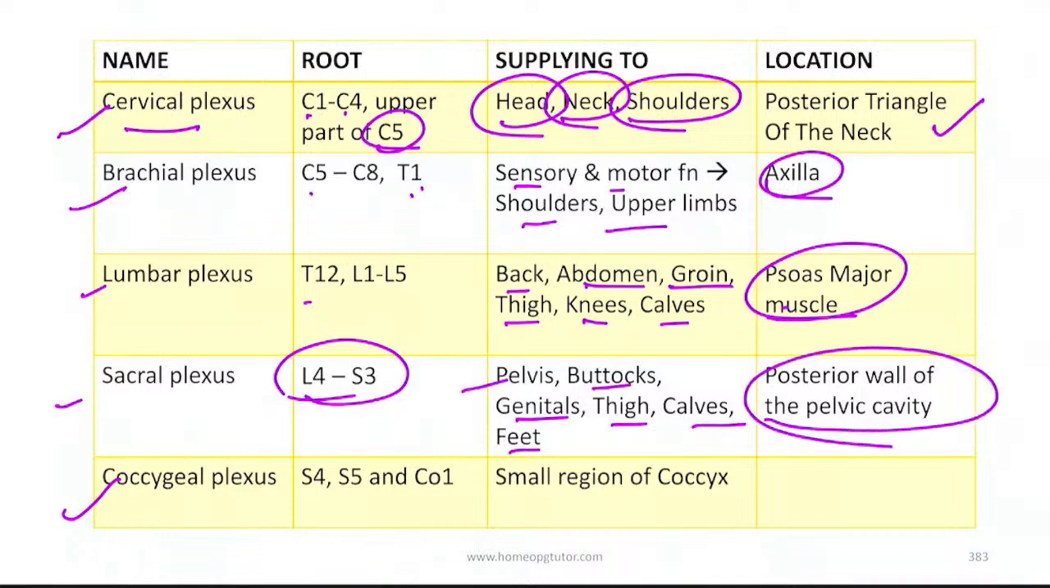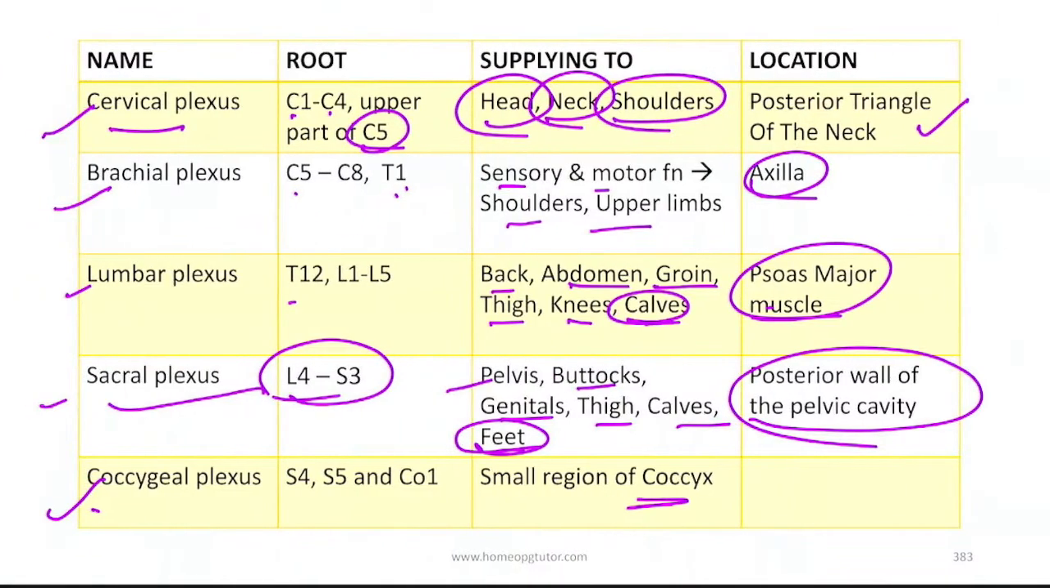Okay, remember, lumbar plexus supplies up to calf, and the feet are supplied by sacral plexus. You know sacral nerve, right? Peroneal nerve, sacral nerve, tibial nerve, everything is via the sacral plexus. So, the feet is supplied via the sacral nerve. Coccygeal nerve, it only supplies a small part of the coccyx. Not that much relevant, but yeah, you just need to know.